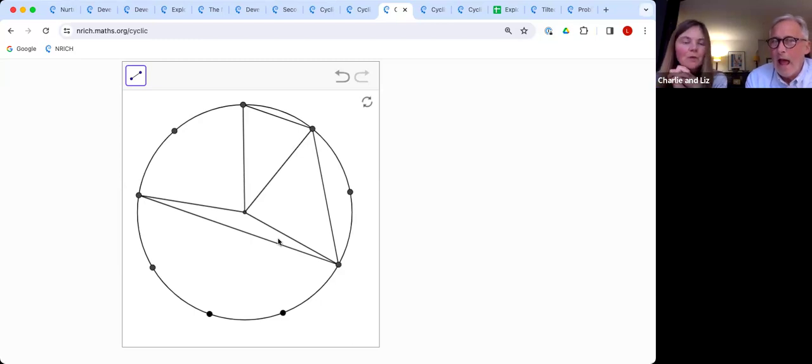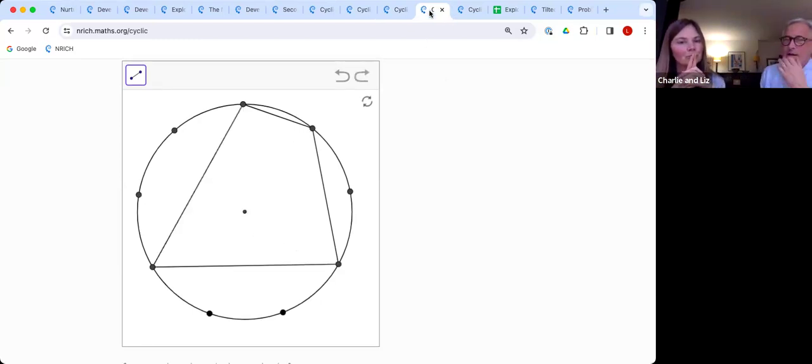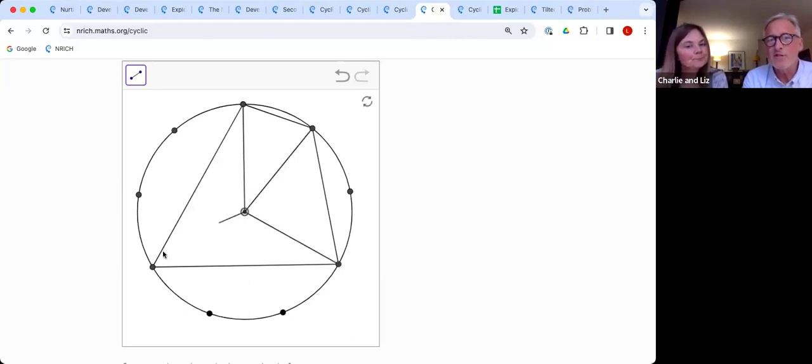Yes, okay. And what's really useful about this is that then we can use it to work out the angles of a cyclic quadrilateral. So this problem is called cyclic quadrilaterals. And we can work out the angles of the cyclic quadrilateral by splitting this up into four isosceles triangles.